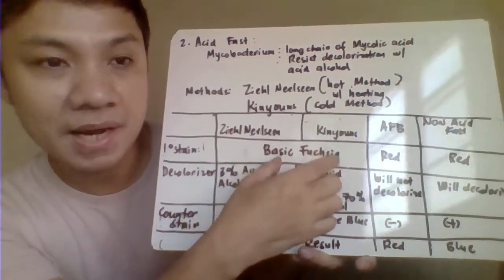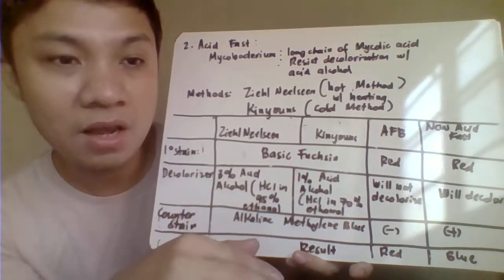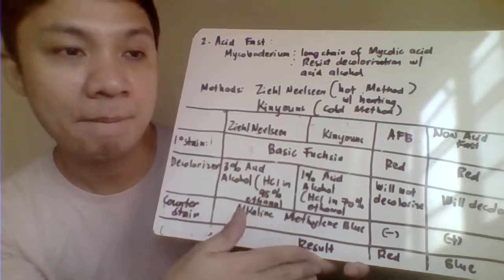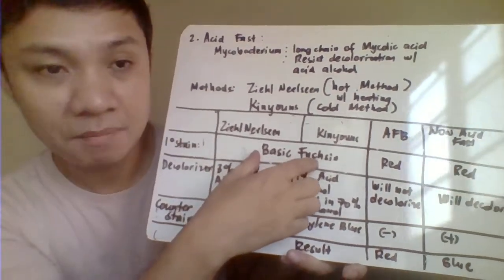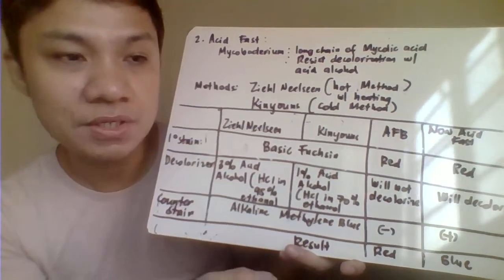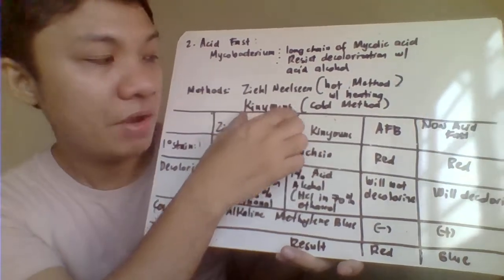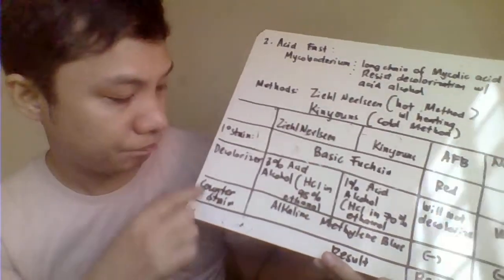Basic fuchsin here is red in color. And you are also adding phenol in order for that to be taken up. Aside from your basic fuchsin, phenol, so for Ziehl-Neelsen, you heat it so that the primer stain will penetrate. Or if you have your Kinyoun, there is no heating process.